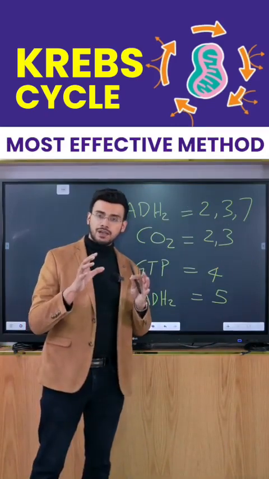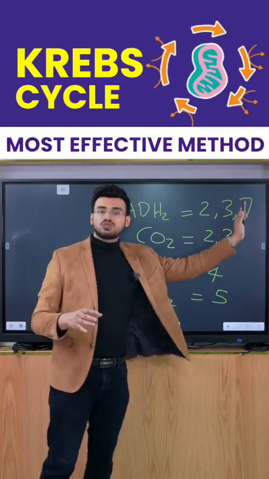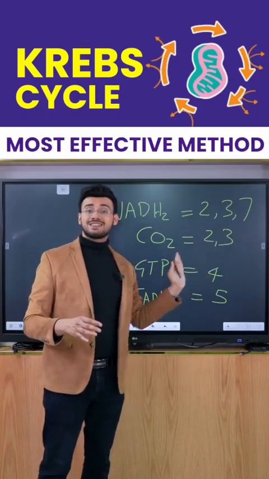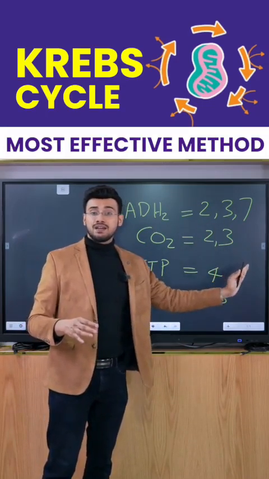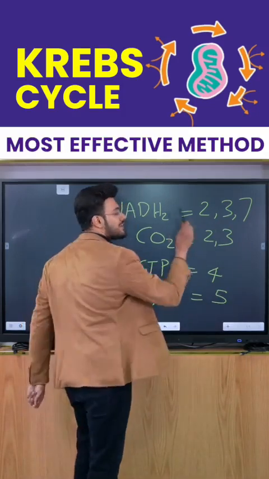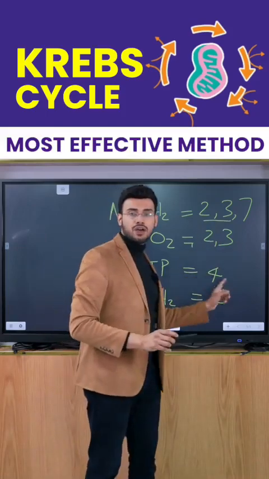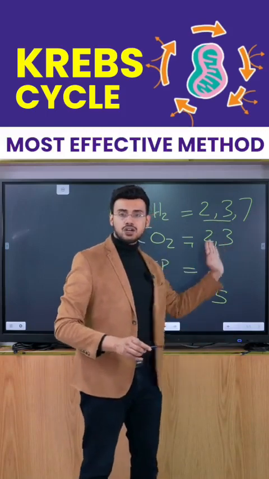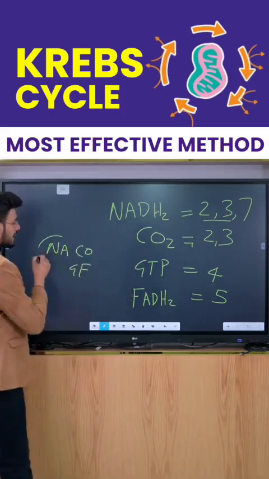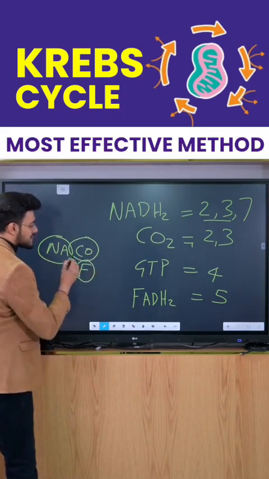Another question which can come in the exam is where NADH2 is there. So NADH2 you have to remember 2, 3, 7. Carbon dioxide is in the step of 2 and 3. Where is GTP coming? GTP is coming in 4. And FADH2 it is in 5. So how to remember this? 2, 3, 7 you have to remember. Then you have to take only 2 and 3. Then after 2 and 3 it's 4. After 4 it's 5. So 2, 3, 7, 2, 3, 4 and 5. Only you have to remember NaCO GF. So Na is NADH2, CO is CO2, G is GTP and F is FADH2.